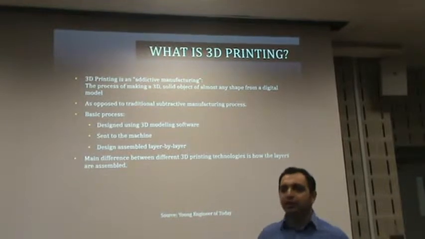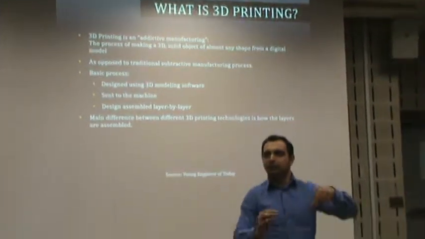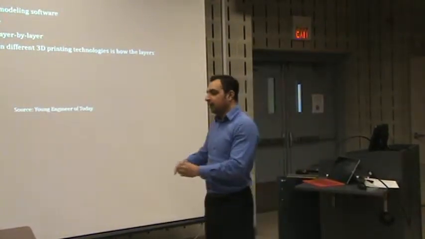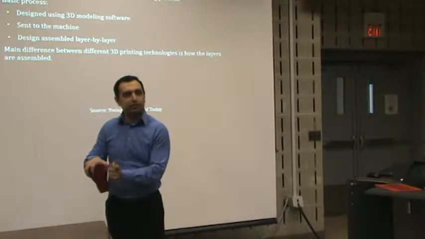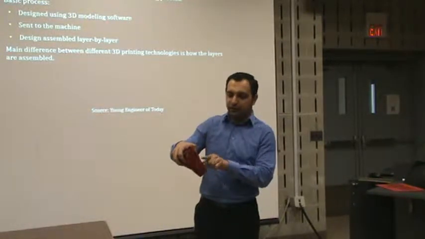Subtractive manufacturing is, let's say I have a block and I cut it to a specific dimension. Let's say I have a wooden block and I want to make some artifact. If this was a piece of wood and I wanted to shape it into this, I would remove it, scrape it layer by layer. That is subtractive manufacturing. Additive manufacturing is if I go layer by layer.